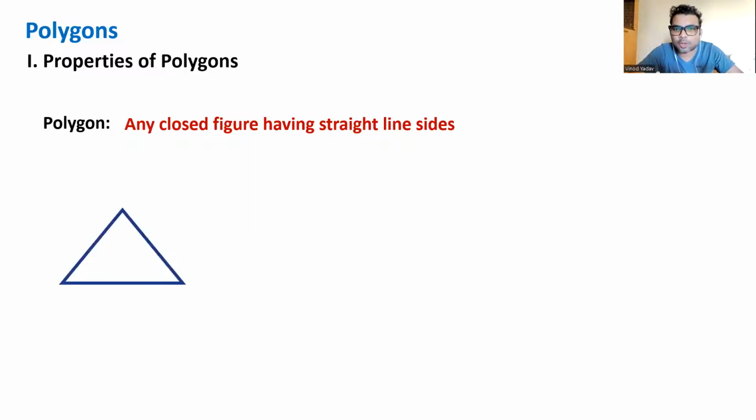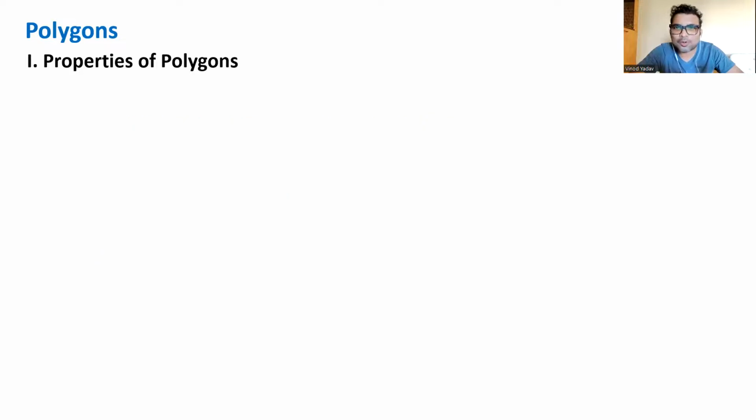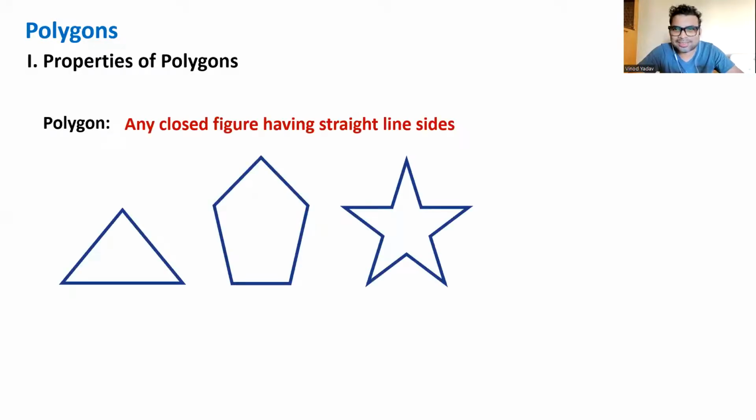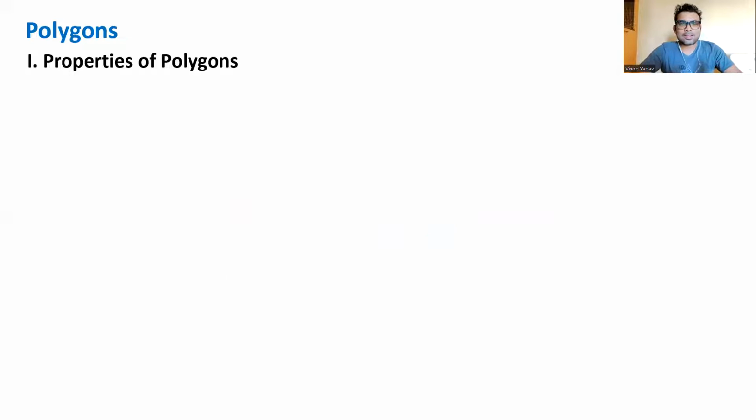Check this: polygon, polygon, polygon. All were closed, right? That is why. Now, two types of polygon, convex and concave. How do we differentiate this?